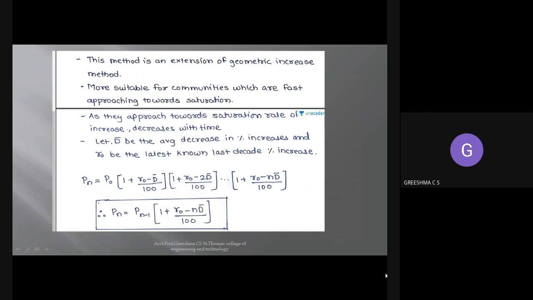So this is the equation. Pn is equal to Pn minus 1 into 1 plus R0 minus n d dash divided by 100. R0 indicates the rate of population, that is the known rate of population. D dash indicates the average decrease in the percentage increase. Pn is the projected population, and Pn minus 1 indicates the population of the previous decade.